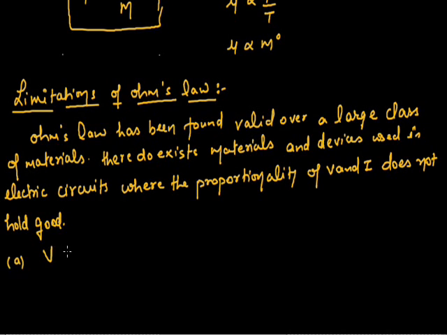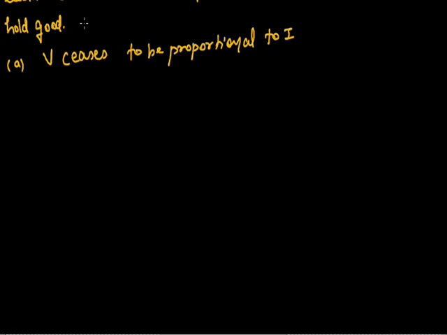First, V ceases to be proportional to I. It means the graph between V and I should be linear like this. But in the case of a good conductor, the graph comes like this. It will deviate from a linear property, means V is not directly proportional to I.